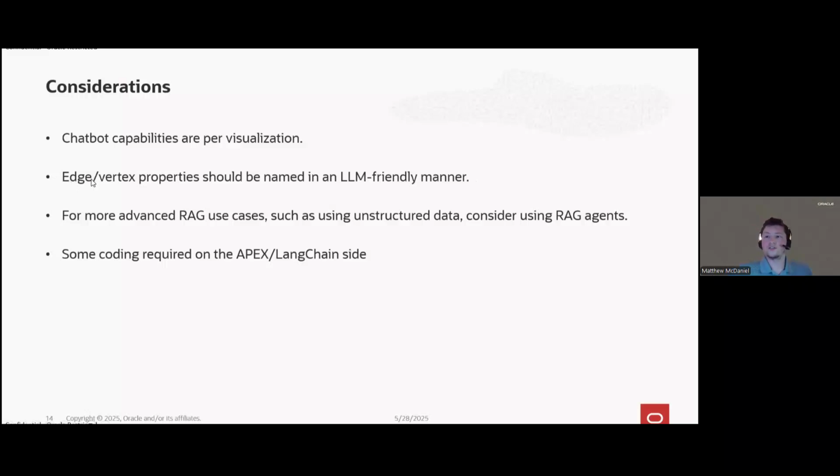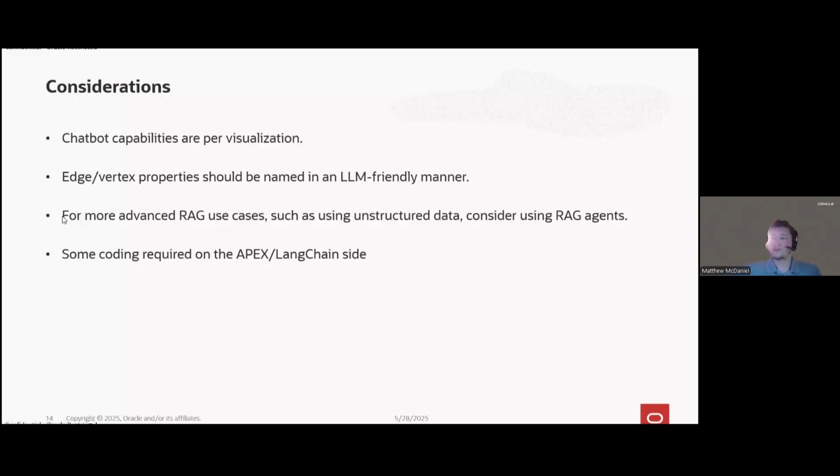Another consideration here is that the edge and vertex properties should be named in an LLM-friendly manner, which I discussed earlier. The reason is you're sending those properties to the LLM to analyze, and if you have domain-specific language in there, it could be a little bit harder to analyze.